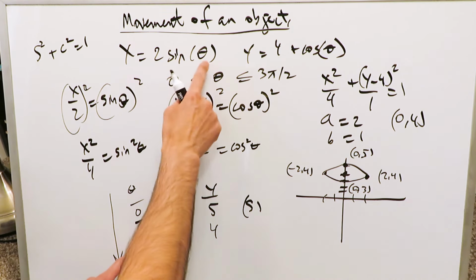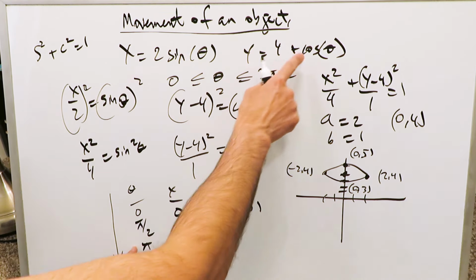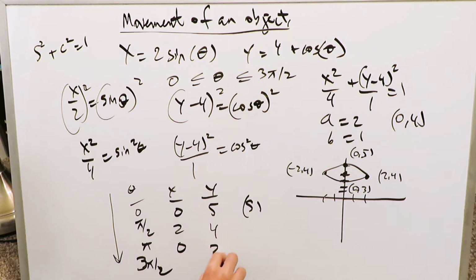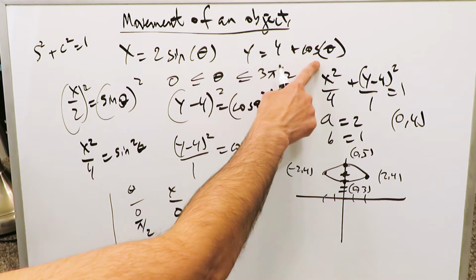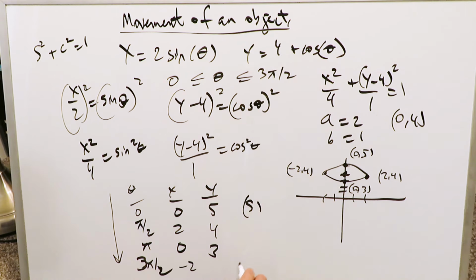Then I put pi. Sine of pi is a 0. Well, cosine of pi here is a minus 1 plus 4, which is a 3. 0, 3, I end up right over here at the minor axis endpoint. Then 3 pi over 2, I get a minus 2 over here. Cosine of 3 pi over 2 is a 0, but I get a 4 over here. Minus 2 comma 4, I end up right over here. So that tells you you end right here.